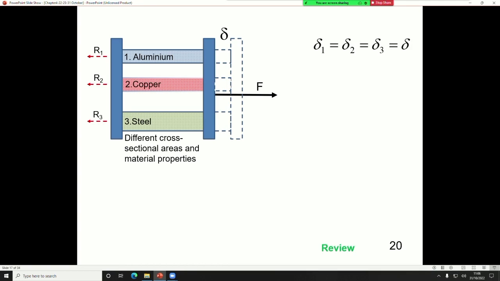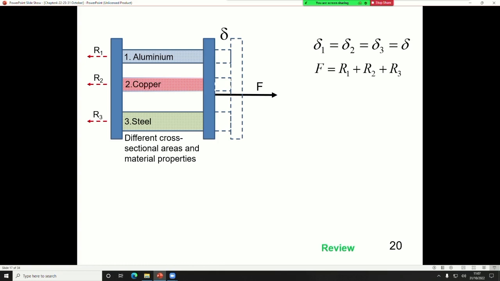Now, based on what you already know, equilibrium, we use the equilibrium equation to relate F to these three internal forces. F is equal to the summation of the internal forces, R1, R2, and R3. With this equation at the moment, we have three unknowns: R1, R2, and R3. So with one equilibrium equation, we cannot solve this problem. We can use energy methods to analyze it, but at the moment, the equations we could use are these three equations here. Combining them with equilibrium, we can solve the problem.